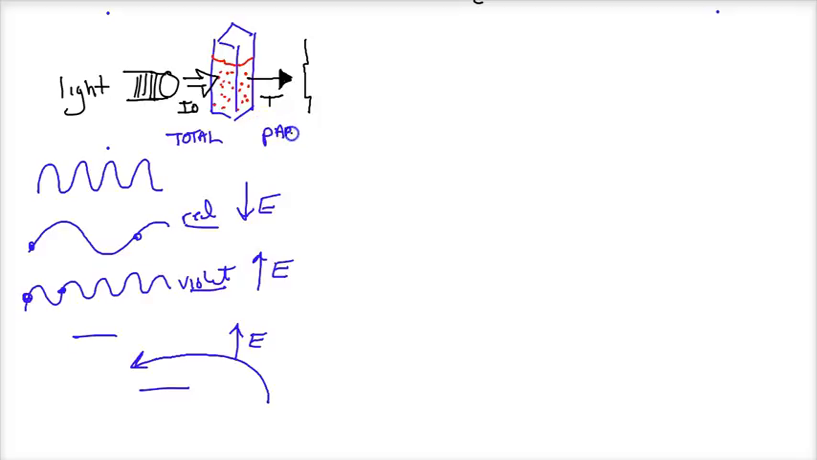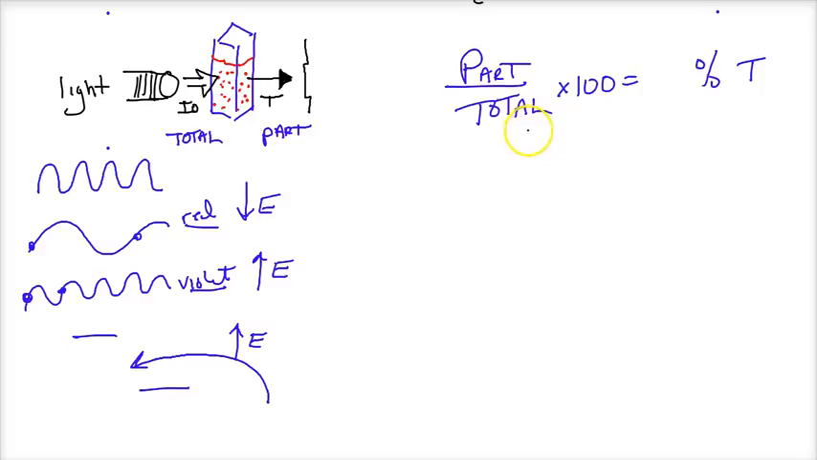And if you think of what that means, it is part over total times 100. You can get yourself a percent of transmittance, okay? So what we do is essentially we shoot light, and the light that leaves the cuvette is going to be lowered if this cuvette has something in it that's absorbing that wavelength.